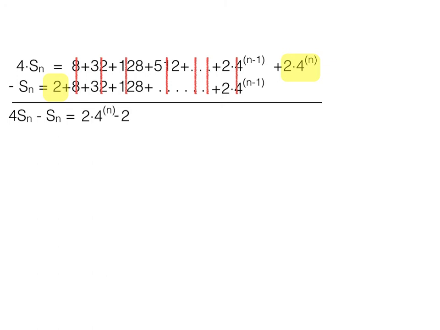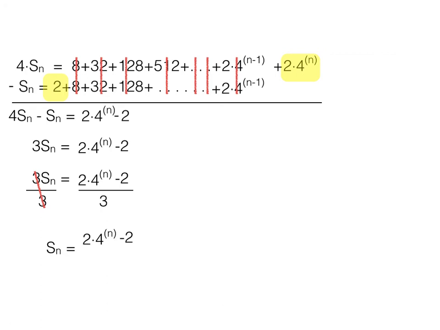That's complicated. But we can simplify. 4 minus 1 is just 3, so we have 3 s sub n is equal to 2 times 4 to the n minus 2. If we want to solve for s sub n, we just divide by 3. Do it to both sides. Cancel out. So we have s sub n is equal to 2 times 4 to the nth power minus 2, divided by 3.